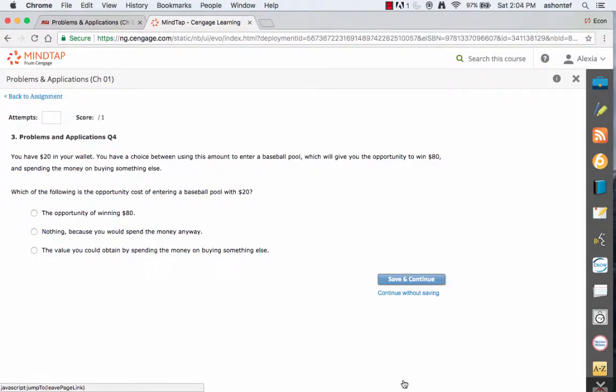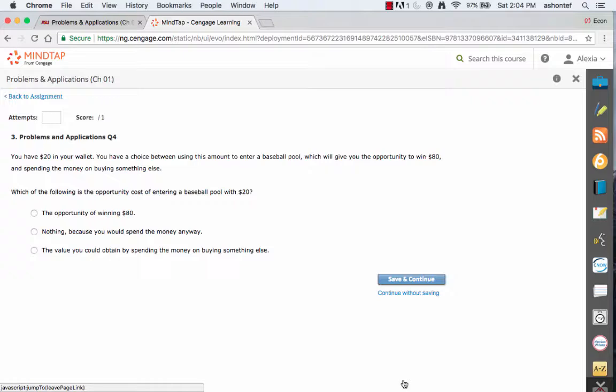Okay, question number 3. So question 3 says you have $20 in your wallet. Okay, so you have this $20 bill, and you have this choice between using the amount to enter into a baseball pool, which would give you the opportunity to win $80, and spending the money on buying something else. So again, on these questions, sometimes you need to read them 2 or 3 times. So again, pick out the pertinent information here. So you have $20 in your wallet.